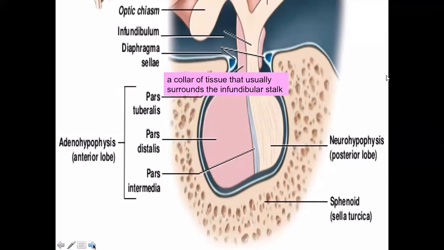The pars tuberalis is a collar of tissue that usually surrounds the infundibular stalk. So, the upper part. Whereas the pars distalis is the largest section of your adenohypophysis. Actually, your adenohypophysis is 80 to 90% pars distalis. Whereas your pars intermedia separates distalis from nervosa. Your neurohypophysis or posterior lobe is also known as pars nervosa.